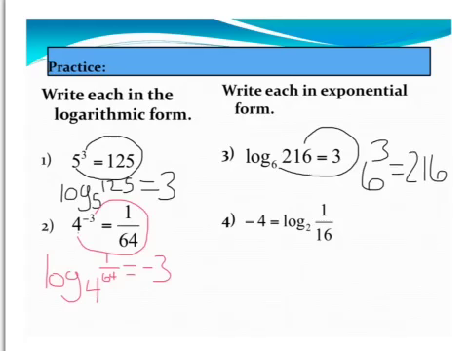but before you pause the video, think about rewriting it as you see up here. Let's put the log first. So basically we just want to reverse it. So we're just going to have log base 2 of 1 over 16 equals negative 4.